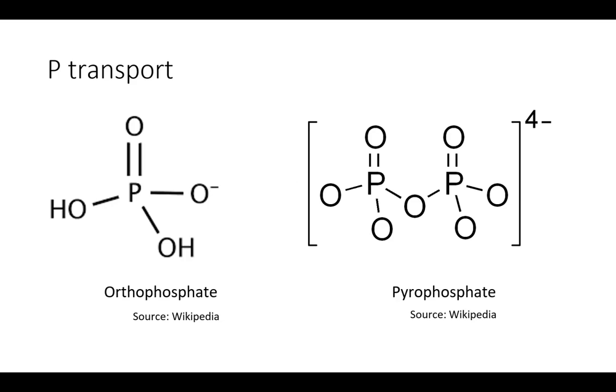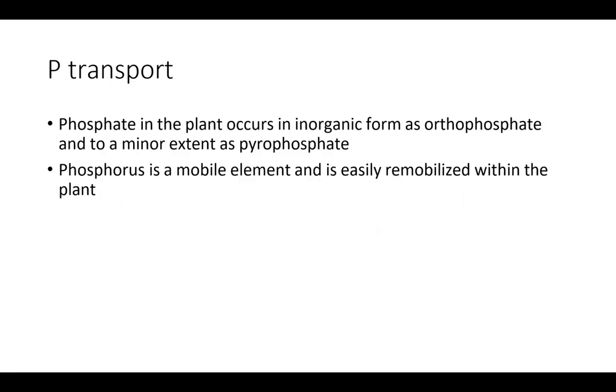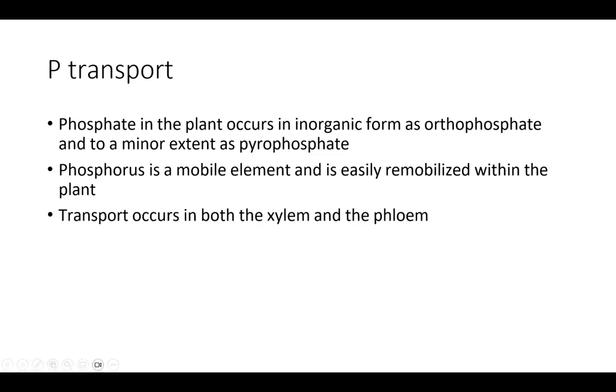Orthophosphate is the phosphorus with the 4 oxygens around the outside and is represented as Pi. Pyrophosphate is where 2 orthophosphates are bound together and is represented as PPi. Pyrophosphate is important in the synthesis of ATP. Phosphorus is a mobile element and is easily remobilized within the plant. Transport occurs in both xylem and phloem.